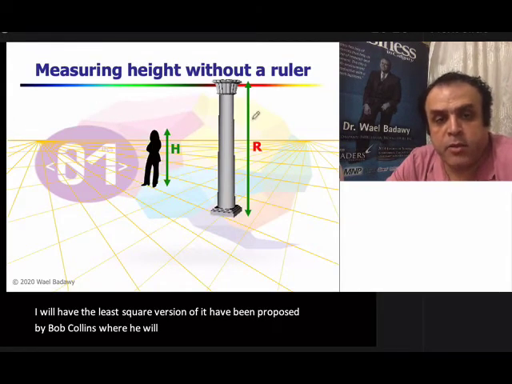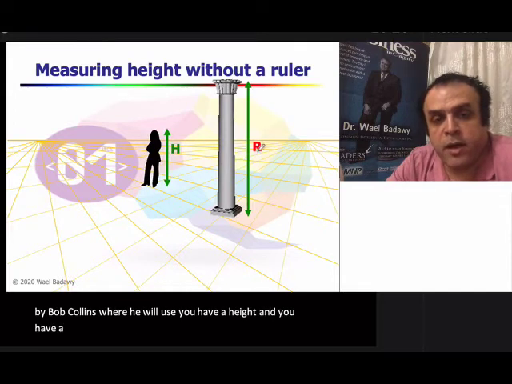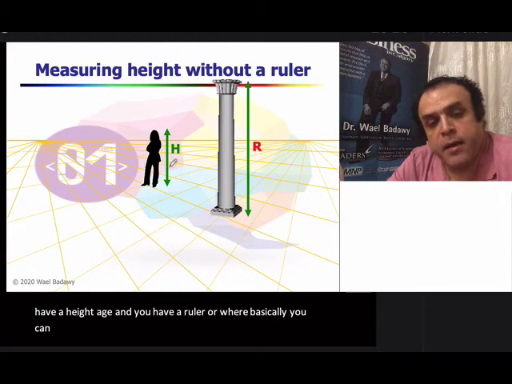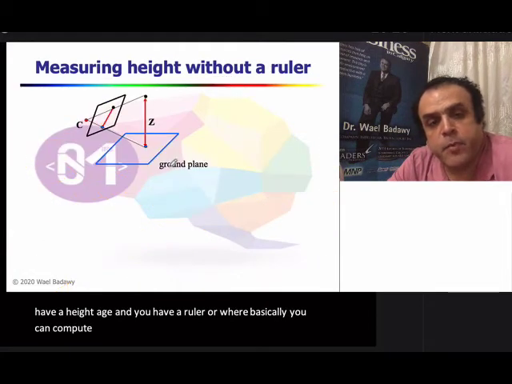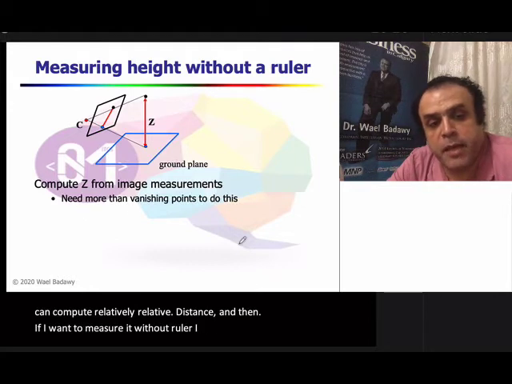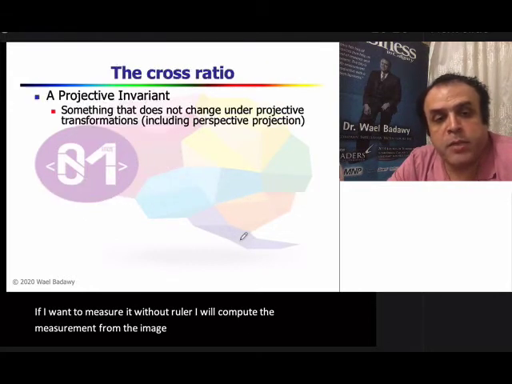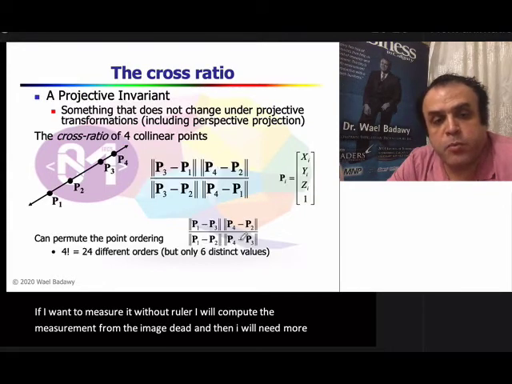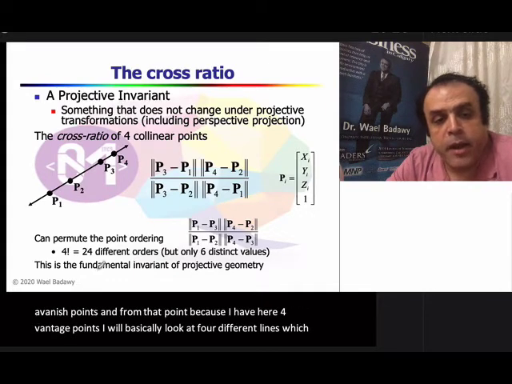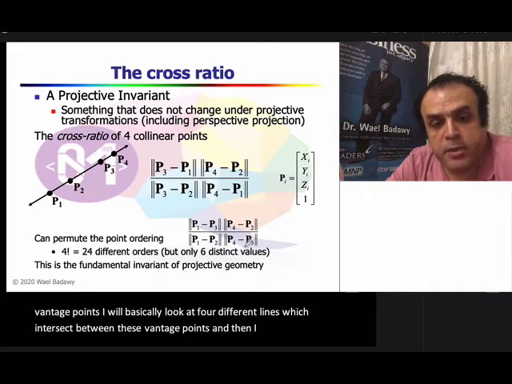you have a height h, and you have a ruler r, where basically you can compute relative distance. And then if I want to measure without a ruler, I will compute the measurement from the image z, and then I will need more than one vantage point, and I will use the projective invariant as vantage points. And from that point, because I have here 4 vantage points, I will basically look at 4 different lines which intersect between these vantage points, and then I can compute the measurement of it.